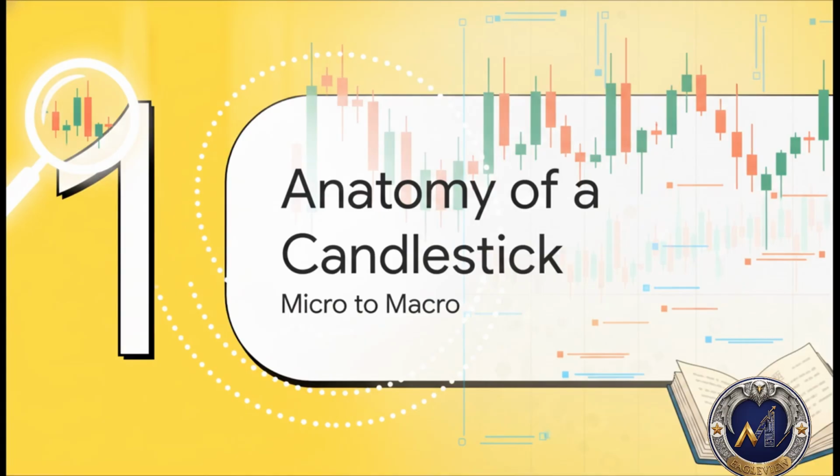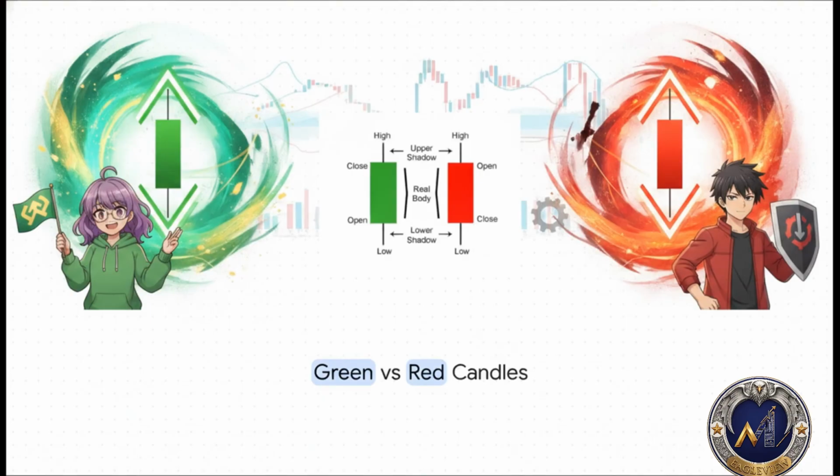All right, section 1, the anatomy of a candlestick. We're going from the micro to the macro. Before we can actually read the market, we've got to learn our basic letters. So let's zoom all the way in on a single candlestick. Think of the thick, colored part of these shapes, what we call the body of the candle, as a massive visual tug of war. It's buyers against sellers.